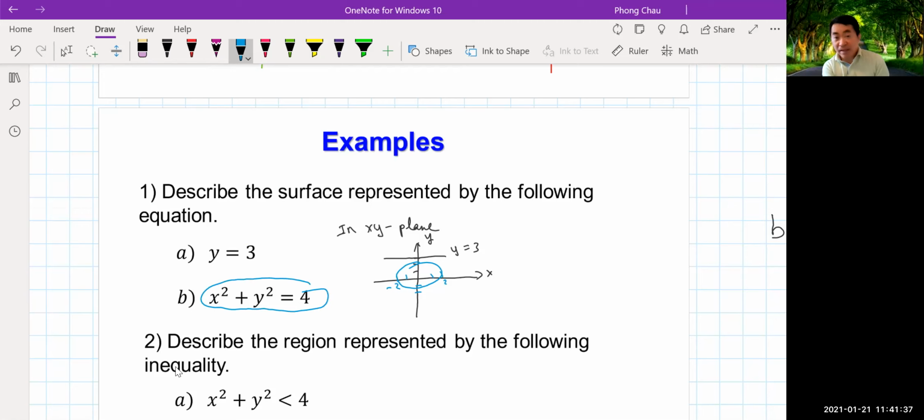Now we're in space, so that means there's a z involved. In this case, the z doesn't actually appear. You don't see the z in it. So you can think of that as 0z. So technically, y equals 3 here is really 0x plus 1y plus 0z. So it doesn't matter what z or x you have, the y coordinate is always 3. And that's why you have the lines here. But if you have z involved, let's look at how it goes now.